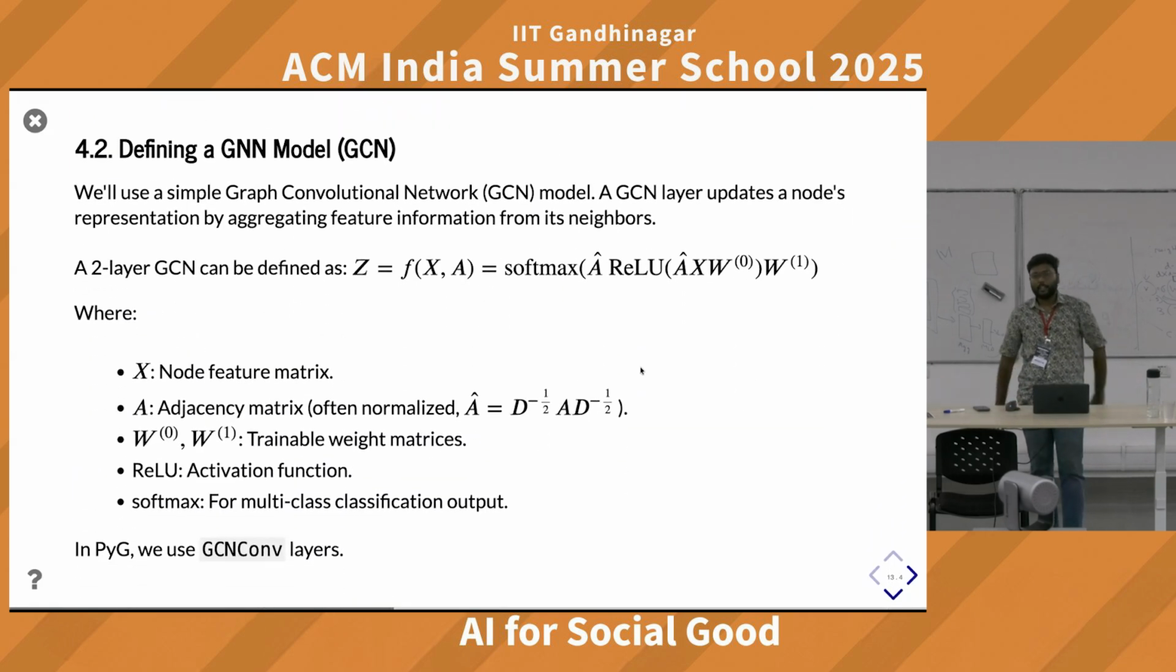Defining a GNN model, here we are taking graph convolutional neural networks. A two-layer GCN can be defined as follows: softmax of A tilde, ReLU of A tilde X. So basically, the ReLU inside part is the first layer, where you multiply the features with the adjacency matrix and the weight matrix. You pass it to the activation function, and you get the updated features. You again multiply with A and the next weight matrix.